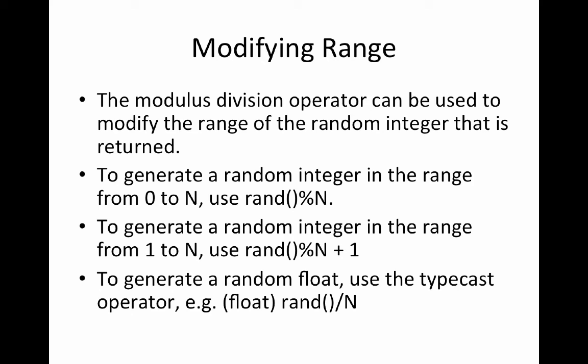You can use the division operators to modify the range of the random integer that is returned. For example, to generate a random integer in the range from 0 to n, use the expression rand() % n. The modulus division operator gives the remainder when divided by n, which will give you a random integer in the range from 0 to n. If you want a random integer in the range from 1 to n, just take that same expression and add 1 to it. If you want to generate a random float instead of an integer, use the typecast operator. So say float and then your expression, for example, rand() divided by n.